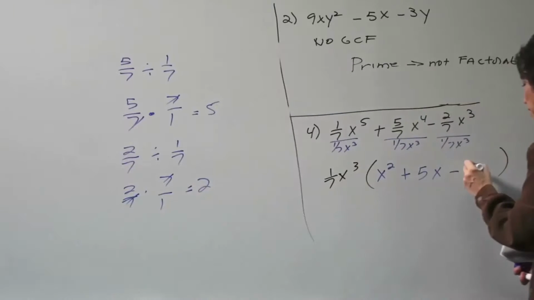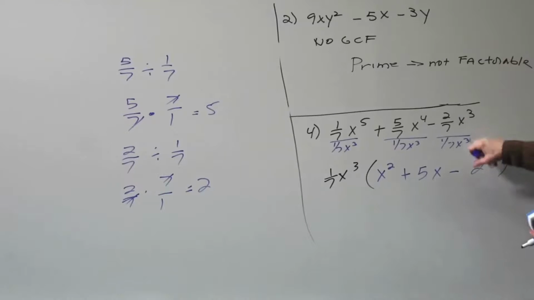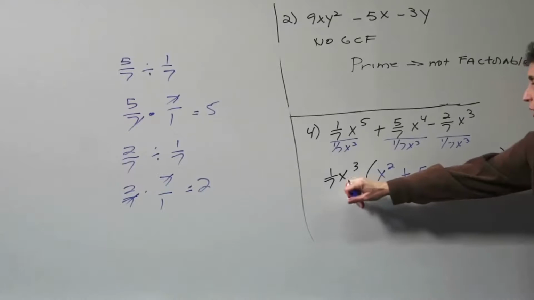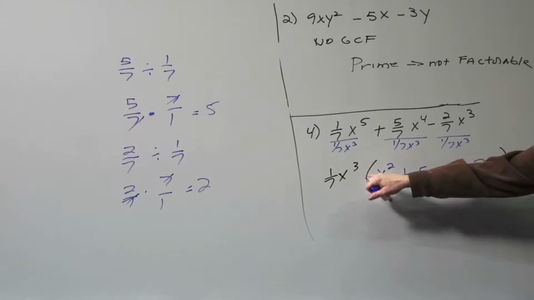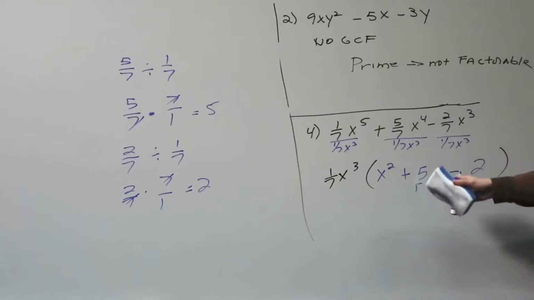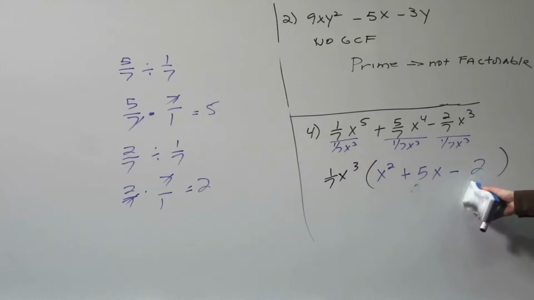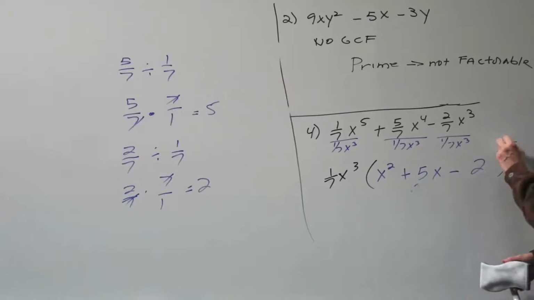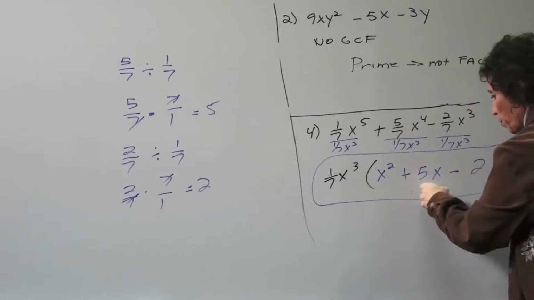I'm going to show you why that makes sense. And that's it, and the variables go. Because 1/7 x cubed times x squared is 1/7 x to the 5th. 1/7 times 5, if you put 5/1, is 5/7 x to the 4th. And then this would be -2/7 x to the 3rd. So you are done. That was absolutely beautiful.